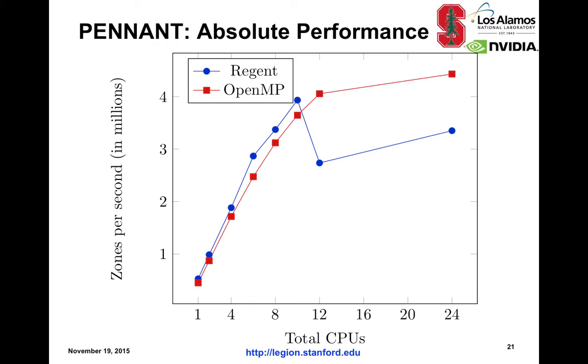If we look at the PENNANT code, what we see is that Regent outperforms OpenMP by about 10% on every core count up to 10 cores. At 12 cores, we saturate the machine, and the Legion runtime threads, which need to perform the analysis in order to find parallel work to execute, start to encounter contention with the application threads.